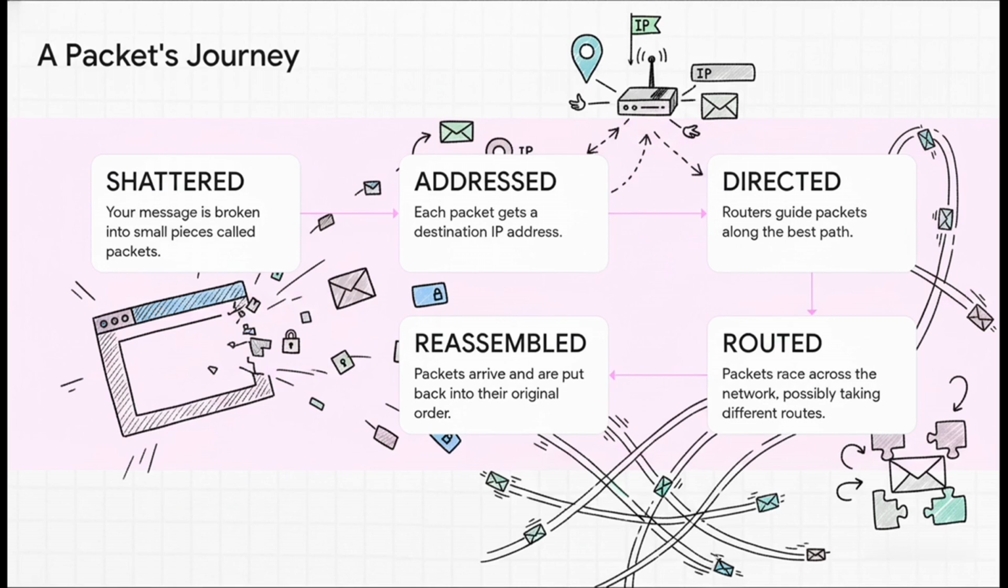Then, routers, which are like traffic cops, guide each packet along the most efficient path at that very second. The packets might even take completely different routes to get to the same place. And finally, once they all arrive, they're instantly put back together in the correct order. The amazing part? This whole wild journey happens in milliseconds.